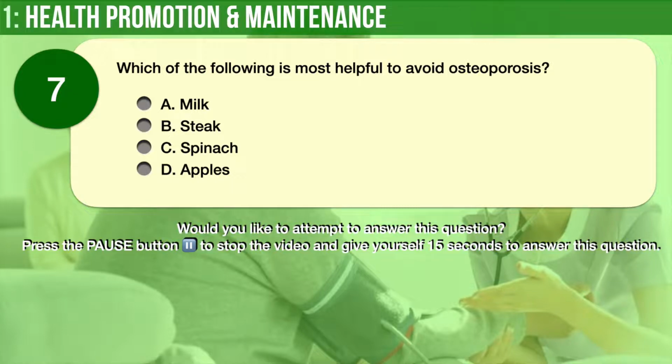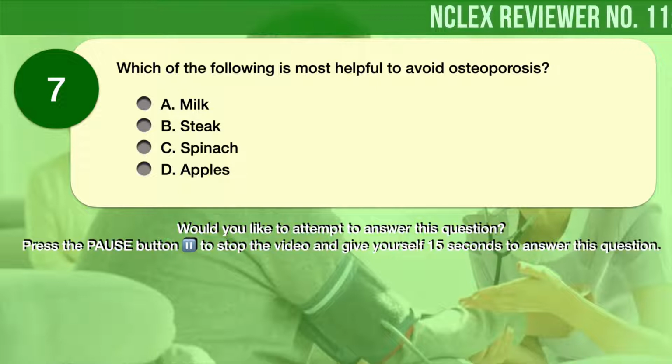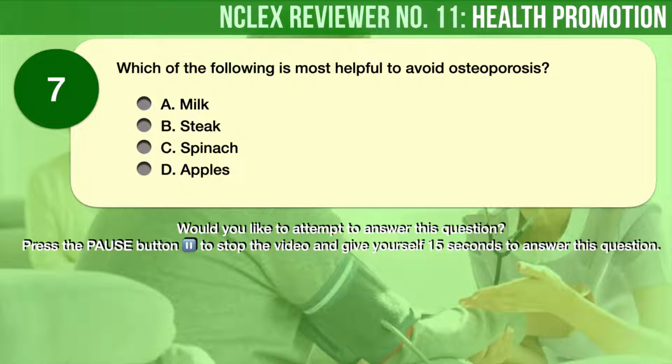Question number 7. Which of the following is most helpful to avoid osteoporosis? A. Milk. B. Steak. C. Spinach. D. Apples.